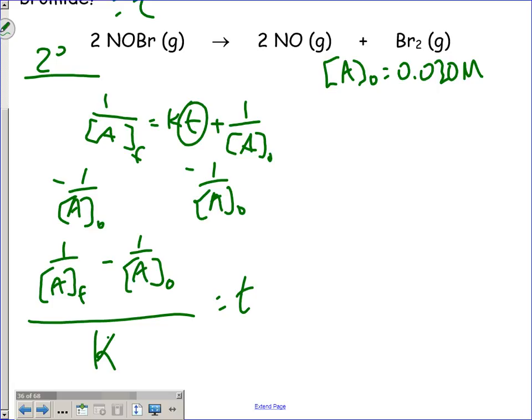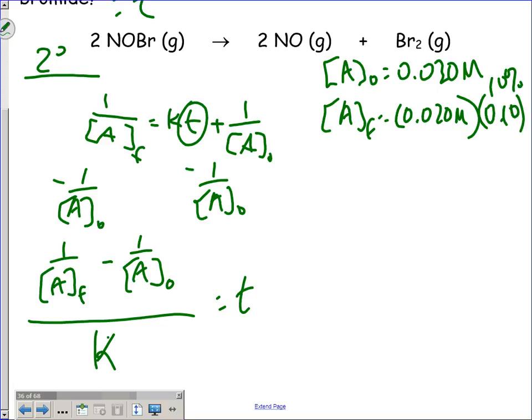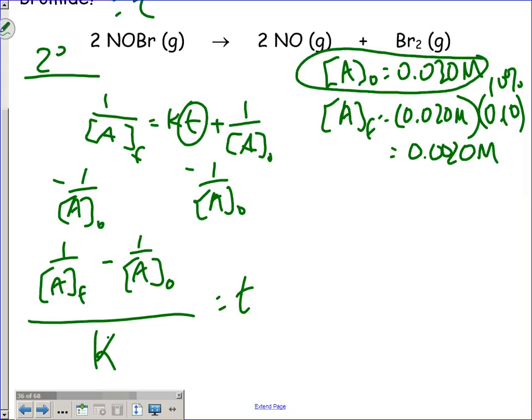So 90% decomposed, I have 10% remaining, right? 10% remaining is 0.1. So just making sure we can achieve that by ourselves. So 0.020 molar times the 10% remaining. 10% as a decimal is 0.1. So that is 0.0020 molar. So here's my initial. After 90% is decomposed, I just have 10% remaining. So here's my final. So then plug.